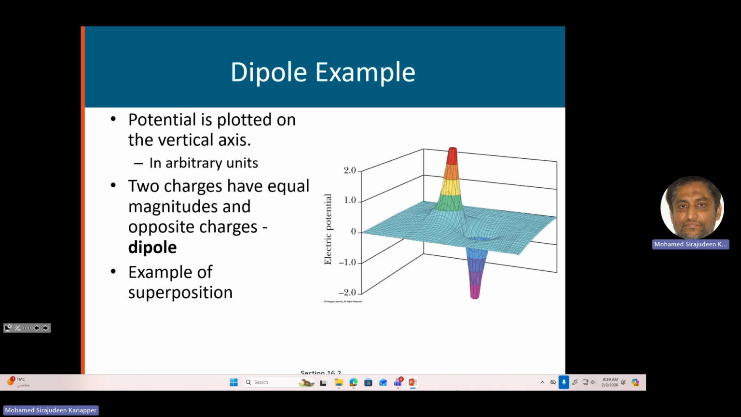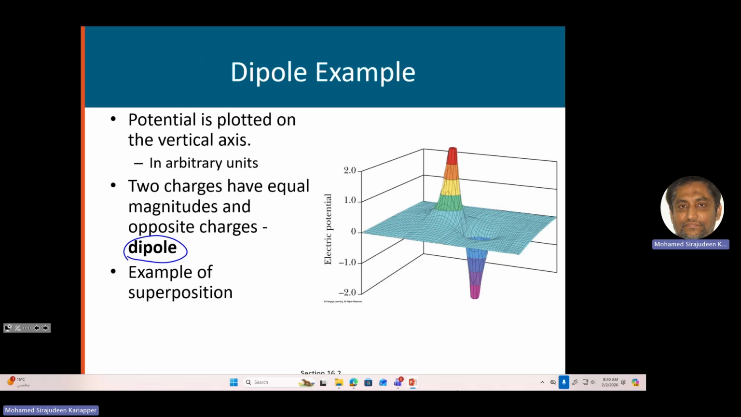Dipole. We saw dipole and we should know what a dipole is. Anyone remember what an electric dipole is? I told you in the last class, chapter 15. It's a certain configuration of charge. Very good. So when you have two point charges, same magnitude, opposite sign, it has a special name: electric dipole. Sometimes you drop the electric, you just say dipole.